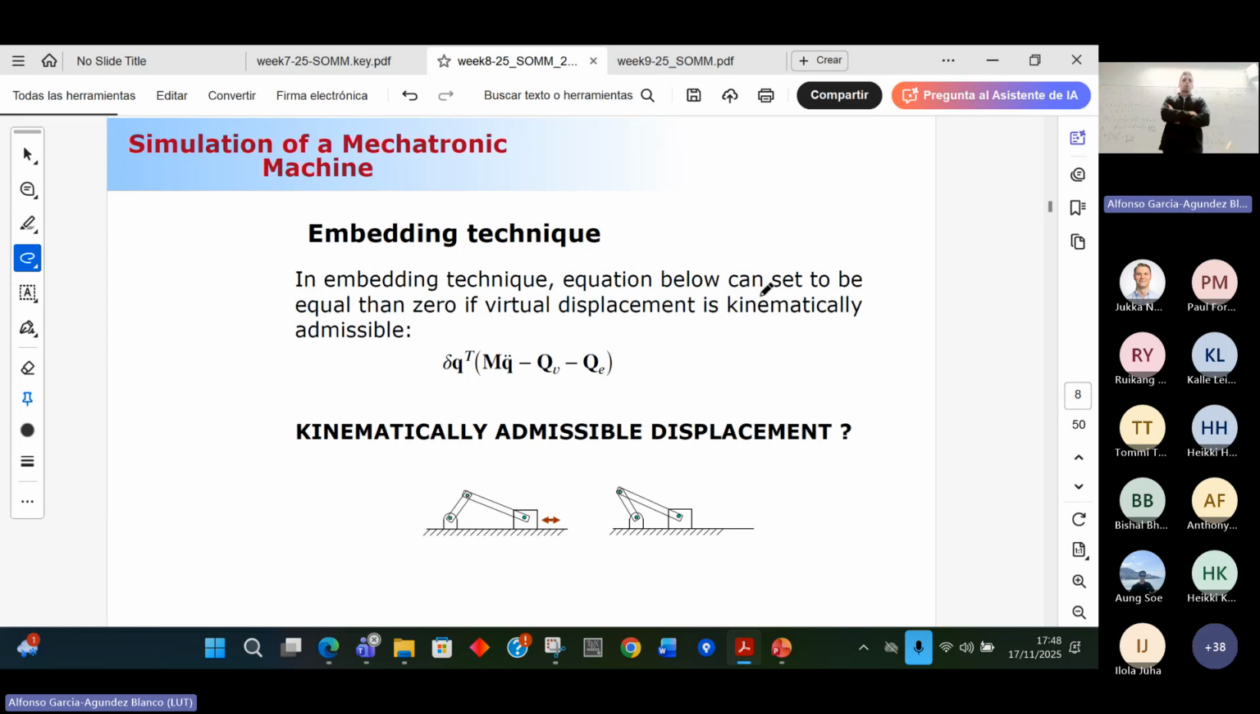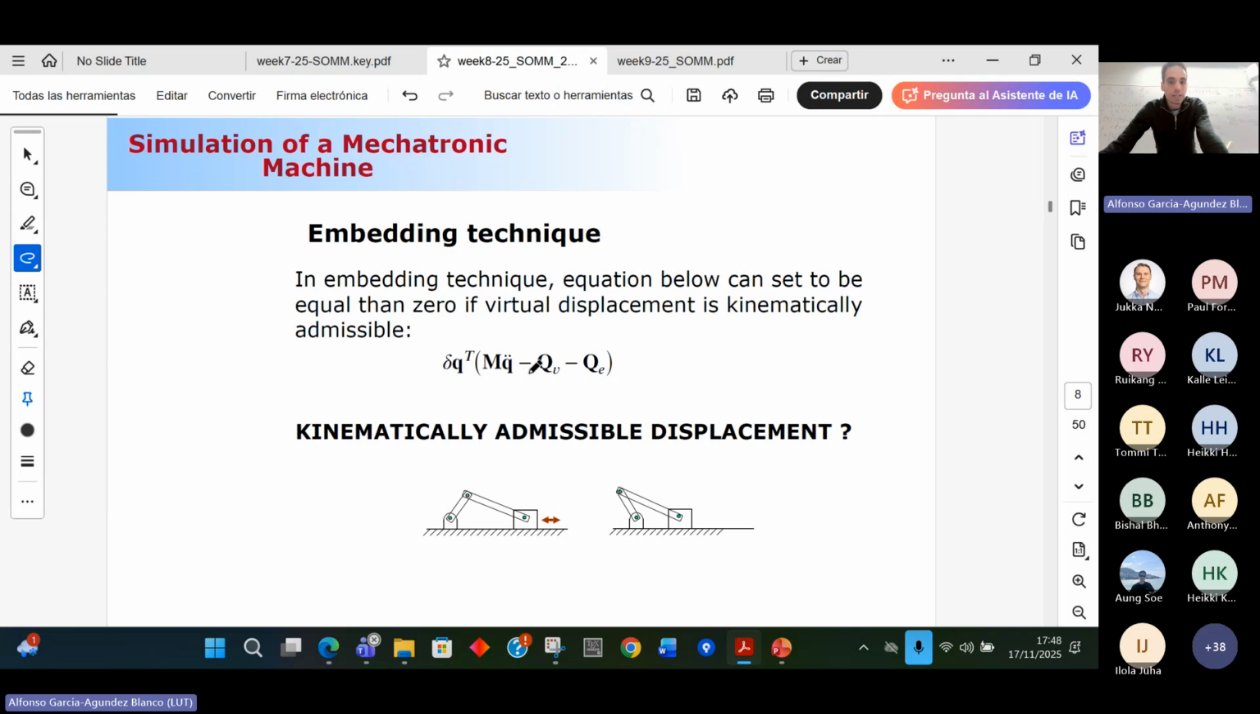And what you need to know is that to do that, basically, I want to do the following, okay? The embedding technique starts from this equation, which is the virtual work equation that you learned with Professor Aki, okay? So basically, you have here the virtual displacement Q, okay?